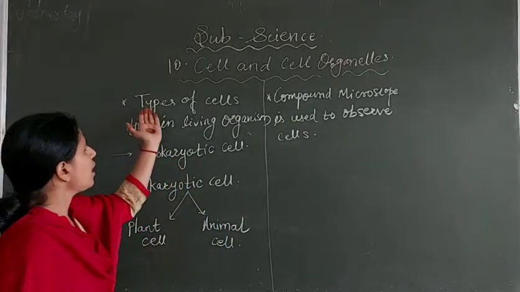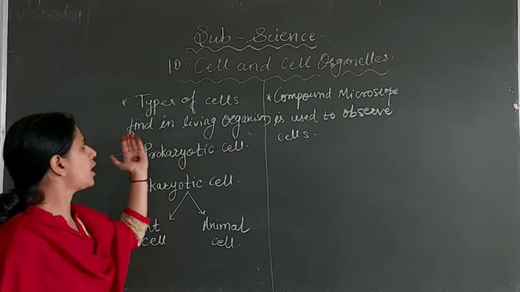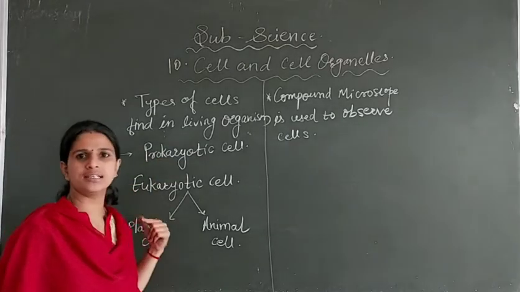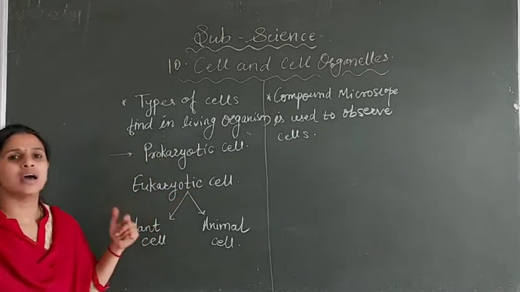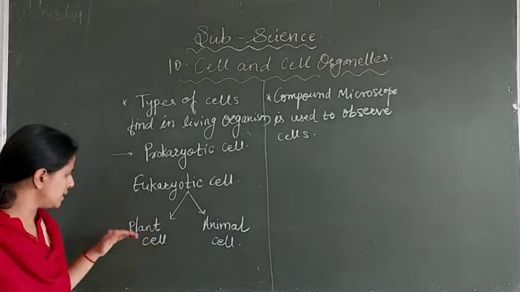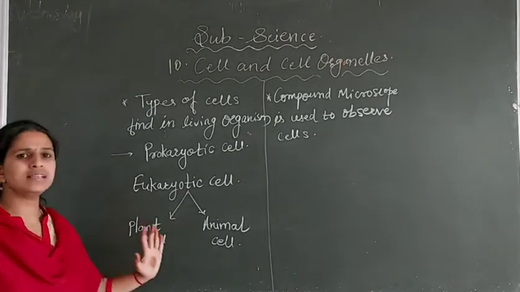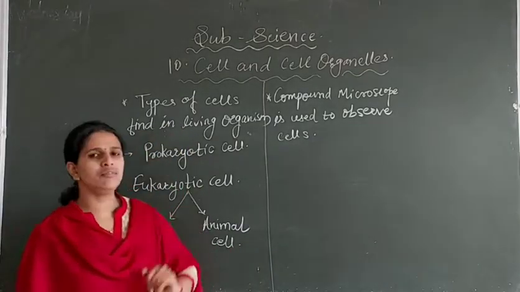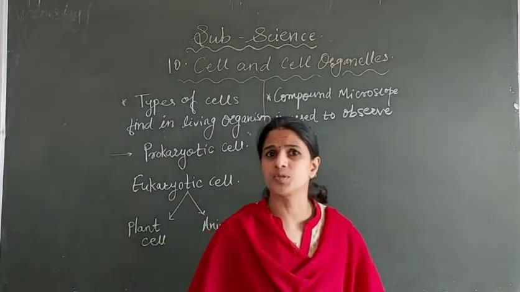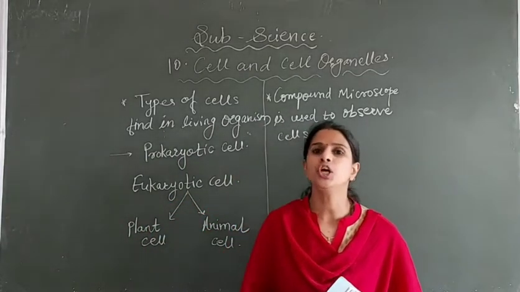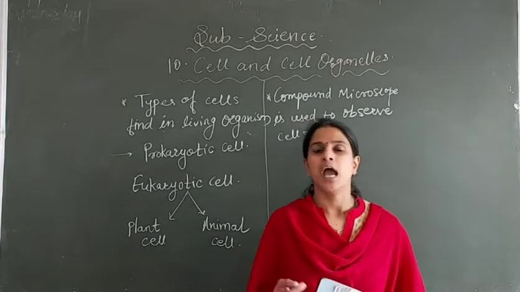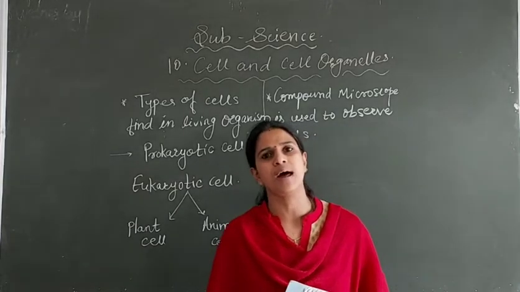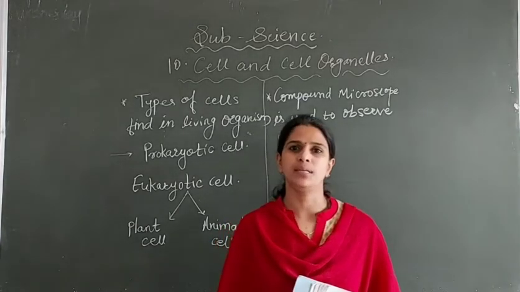So the types of cells which are found in living organisms are the prokaryotic cell and the eukaryotic cell. The eukaryotic cell is again divided into two cells, that is plant cells and animal cells. So keep it in your mind that living organisms have two types, the first one is prokaryotic and the other one is eukaryotic. You have to learn these things. And eukaryotic cells are again divided into the plant cell and the animal cell.